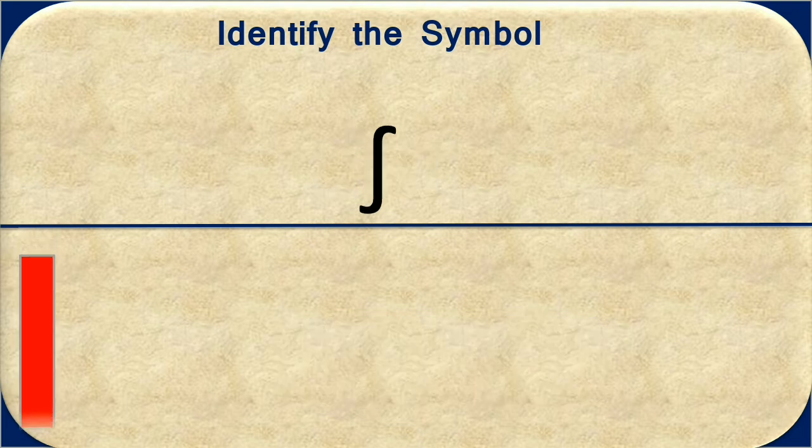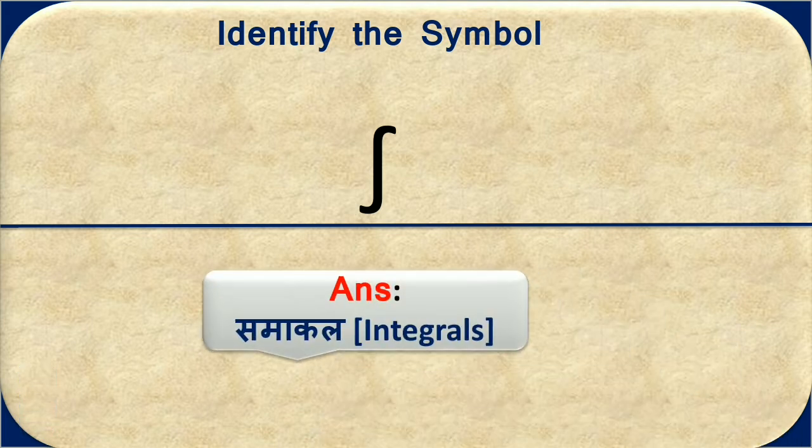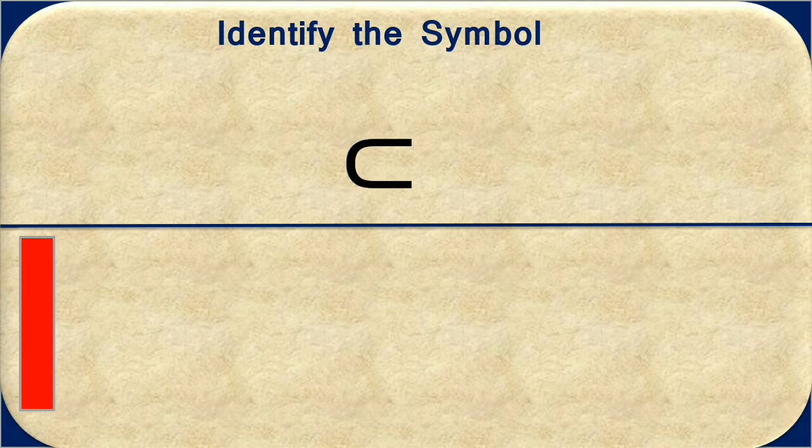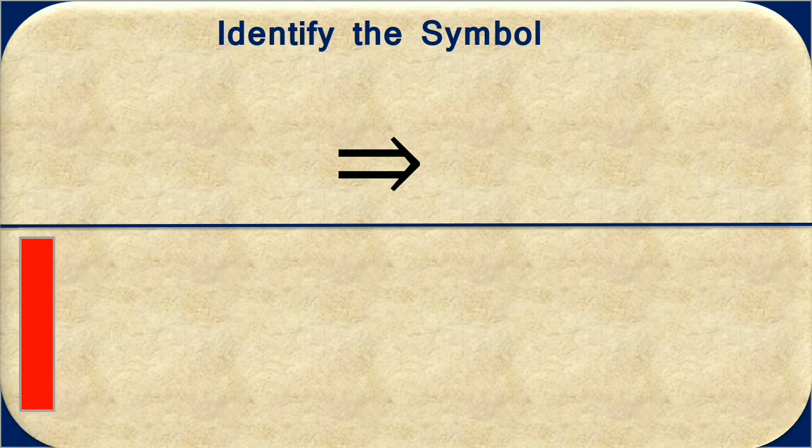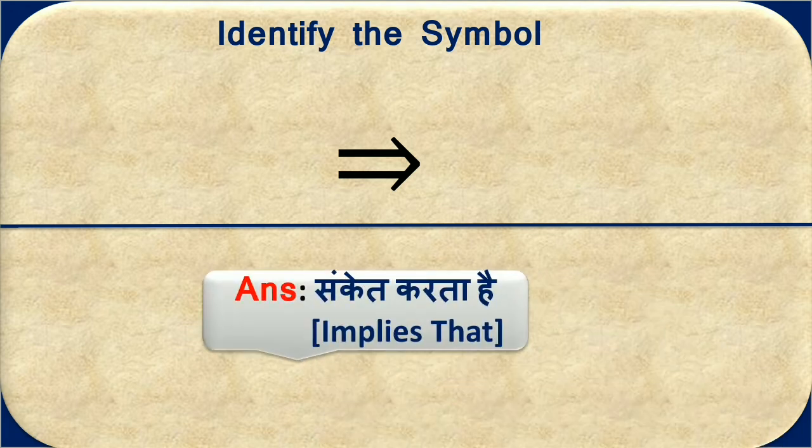Identify this symbol. This symbol is of integrals, samakalan. Identify this symbol. This symbol is of, mostly used in set theory. This is proper subset. In Hindi we call it as upsamuchchaya. Identify this symbol. This symbol is of implies that, sanket karta hai.